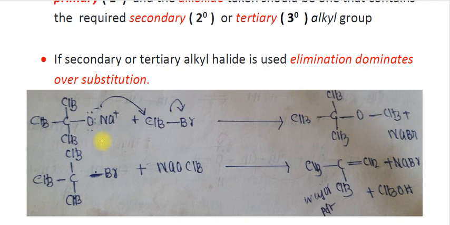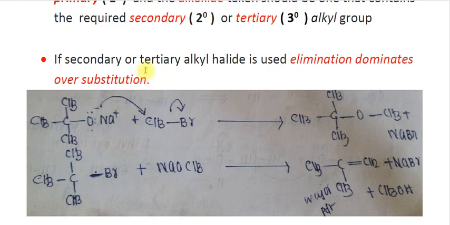If it is taken in another format, in what format? If the alkyl halide is taken as secondary or tertiary, or the alkyl halide is taken as primary or secondary and the alkoxide is taken as primary, what will happen? The required product is not formed; instead, elimination dominates over substitution. That is given here.